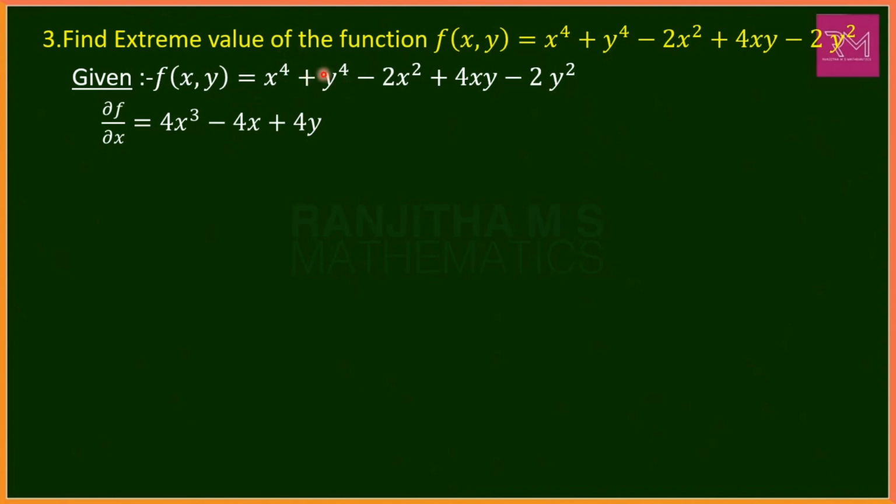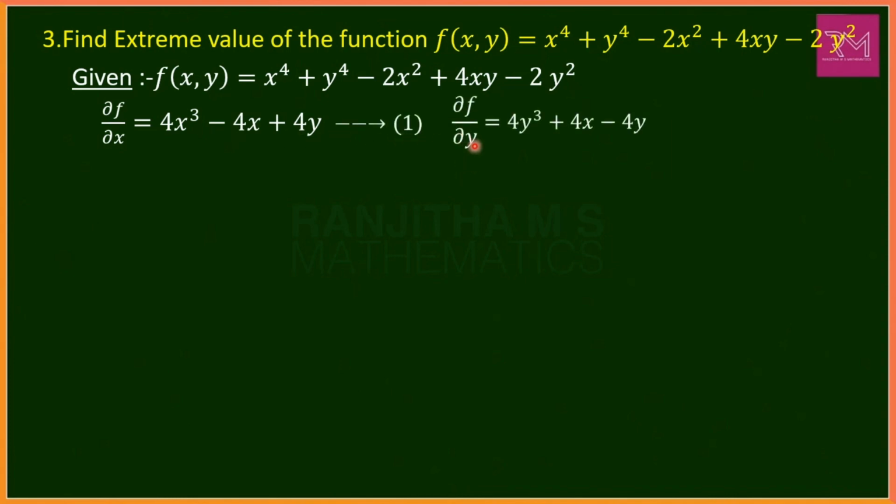Here the differentiation of x power 4 is 4x cube. Here this term is 0. The differentiation of minus 2x square is minus 4x. Plus, the differentiation of 4xy: here 4y is constant, take it as it is, into the differentiation of x, which is 1, hence we get 4y. Here this term becomes 0, hence we get del f by del x as 4x cube minus 4x plus 4y. Consider this as equation number 1.